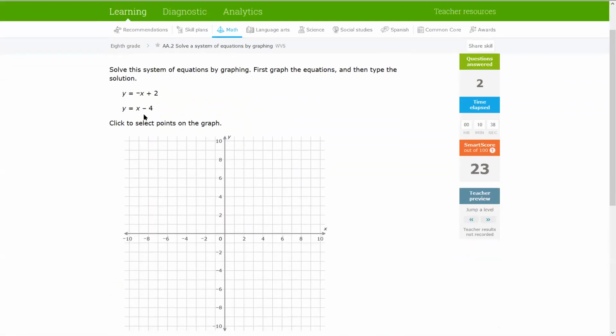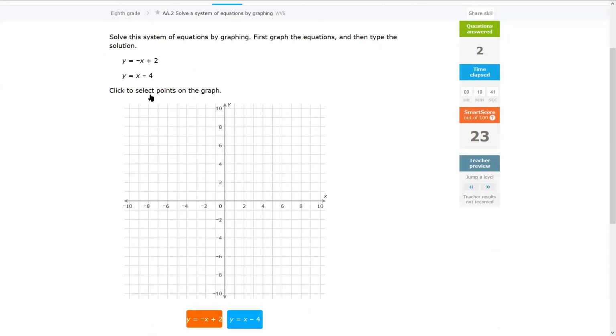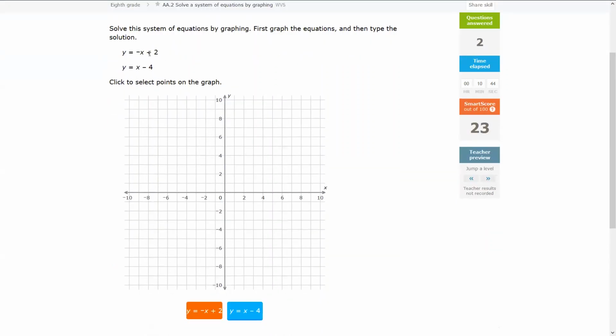Okay, let's do one last one, guys, together. So I look at my first equation. What is my y-intercept going to be, guys, for that first one? Go ahead and answer in the chat. You guys there? What do you think? What's the y-intercept for that top equation?